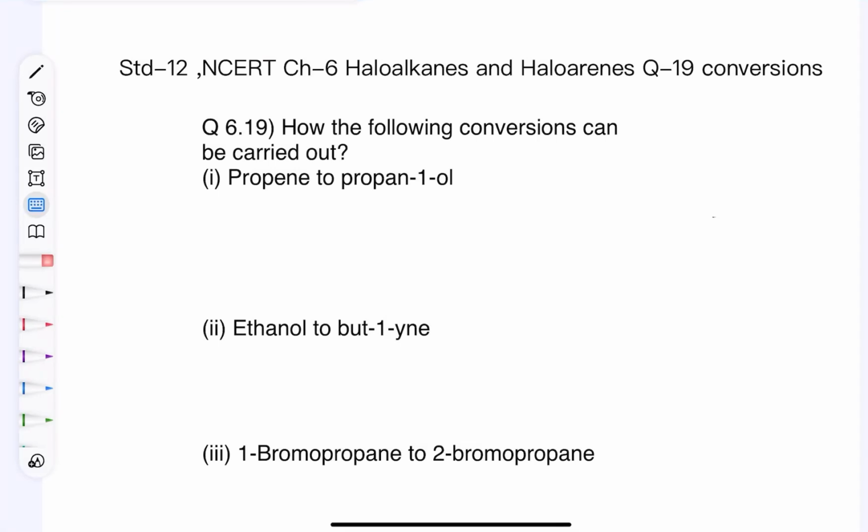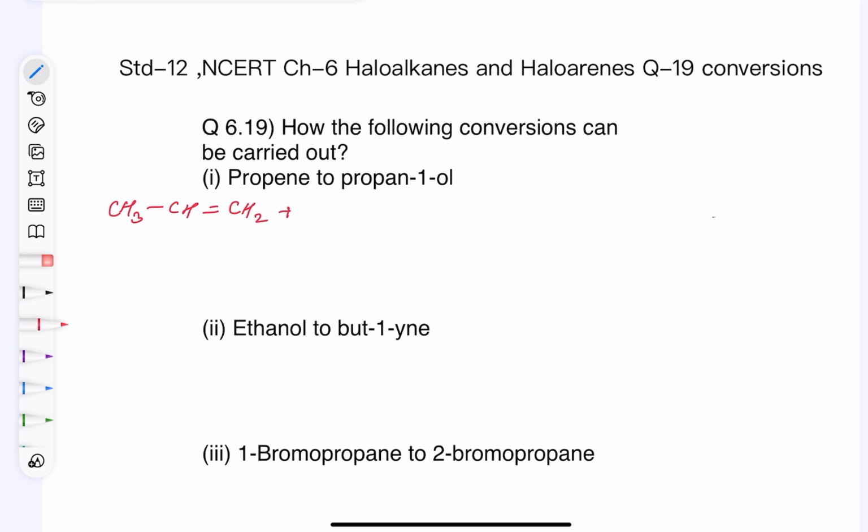Okay students, let us see certain conversions of chapter number 6, haloalkanes and haloarenes. See, the first one is how you should convert propene to propanol. Fine, so let us start. You see that the structure of propene is CH3 CH double bond CH2.